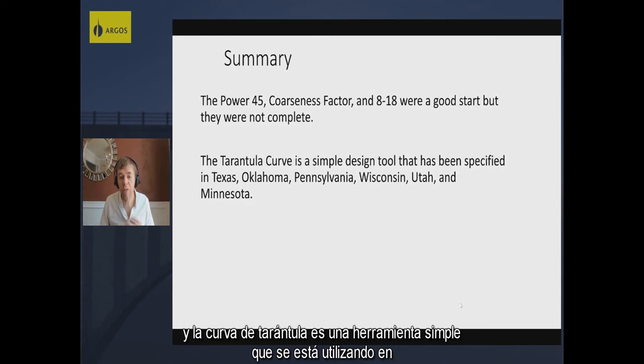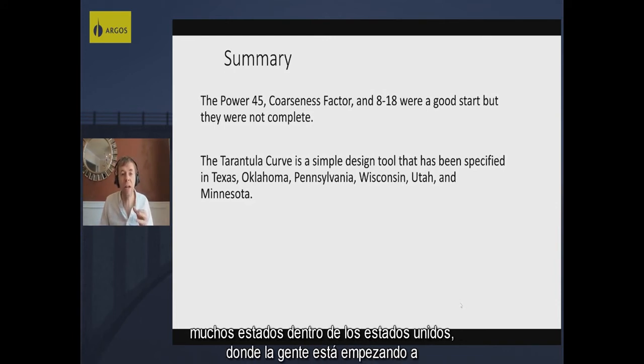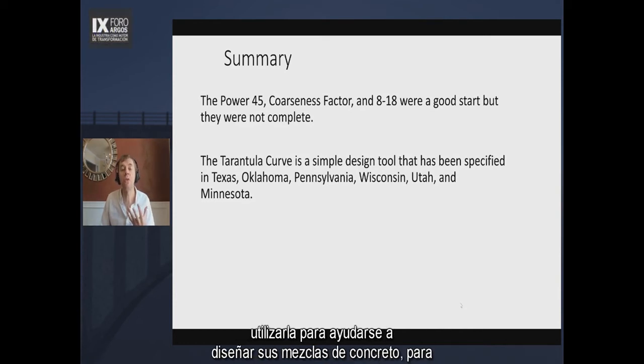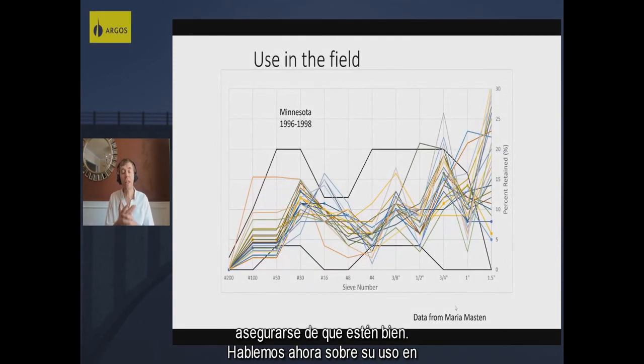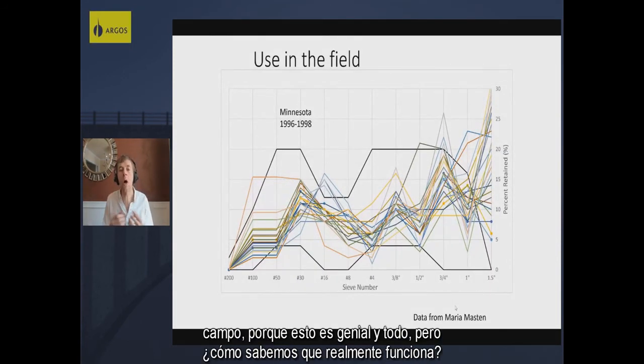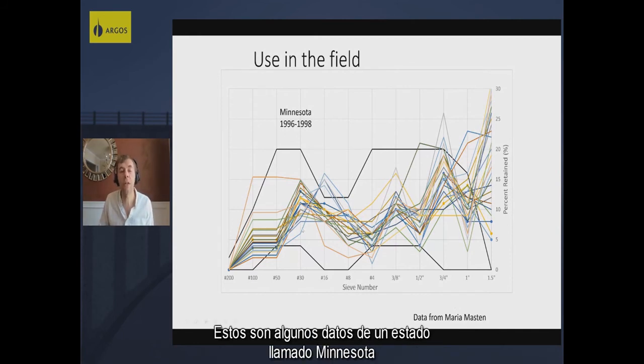And the Tarantula Curve is a simple tool that's being used in many, many states inside the United States, where people are starting to use it to help design their concrete mixtures to make sure that they're right. Now let's talk about using it in the field, because this is great and all, but how do we know it really works? This is some data from a state called Minnesota.